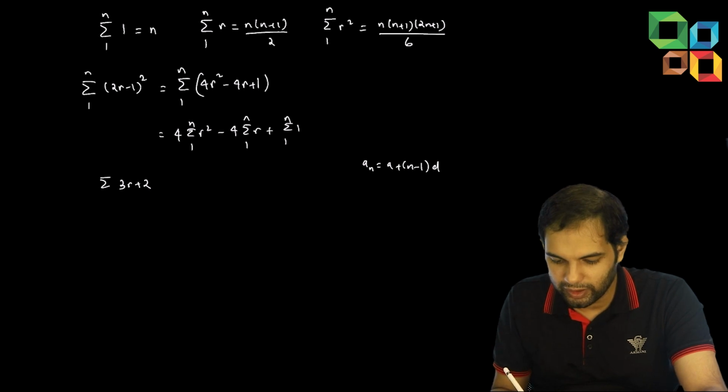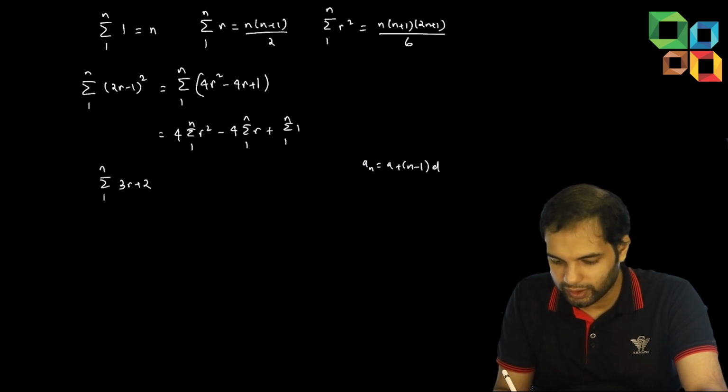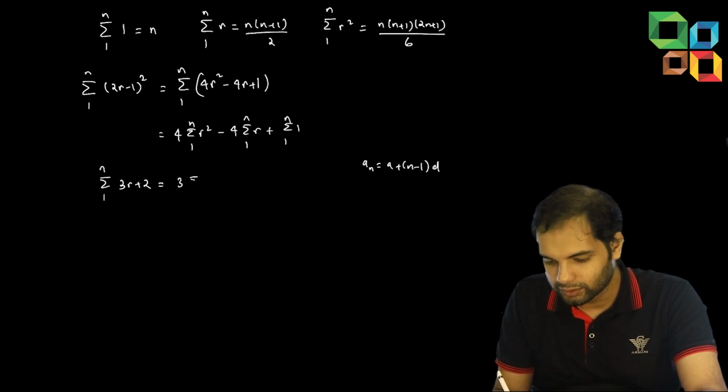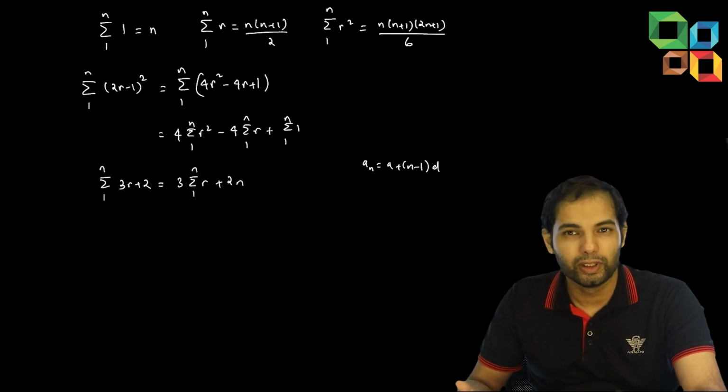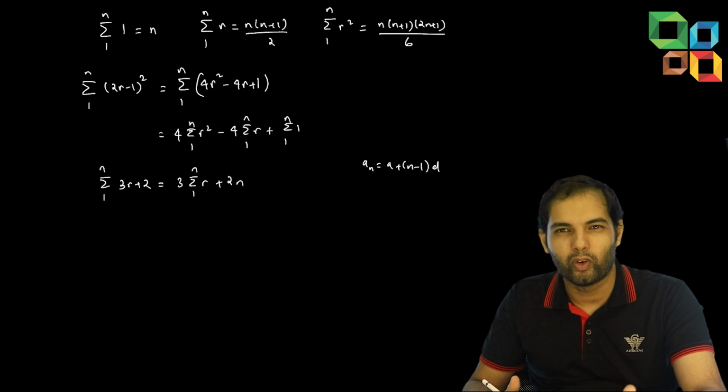So the summation of this, you can find directly from 1 to n if you want to try. You can write 3 into summation r, 1 to n, plus 2 summation 1, which is usually n. You can do this also. But we already have a formula for Sn, so we tend to use it directly. But this is also a valid technique.